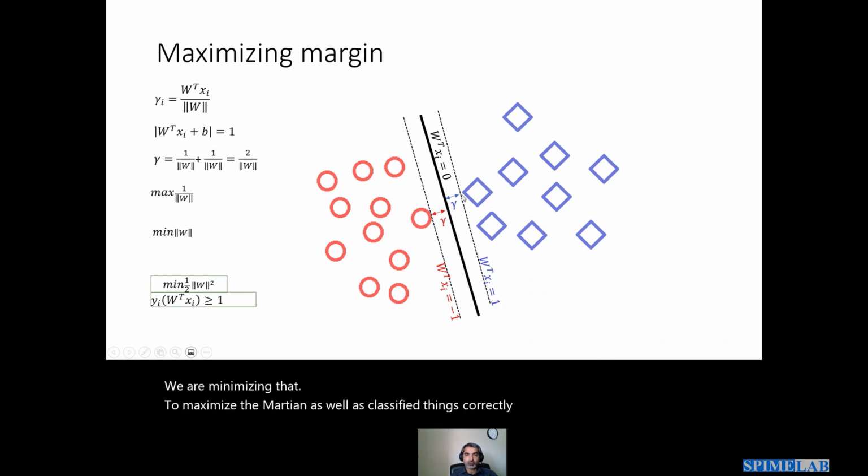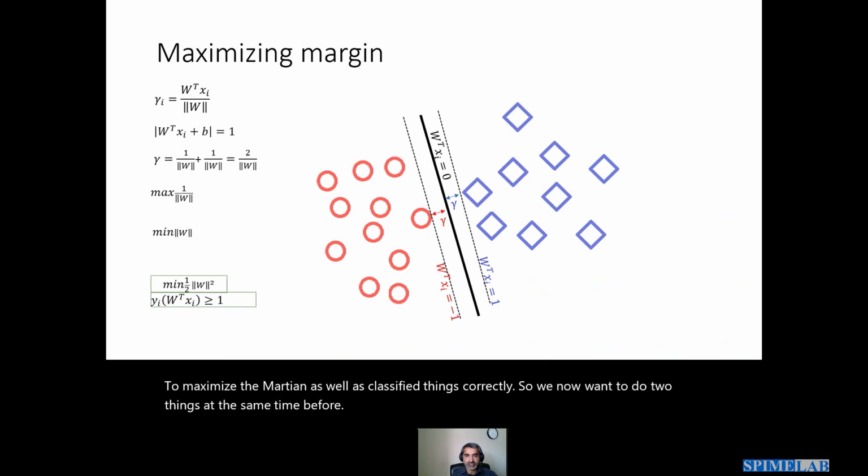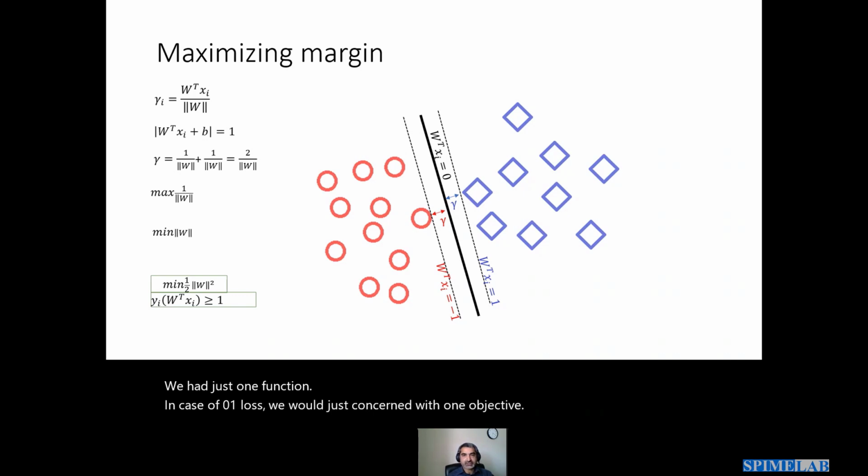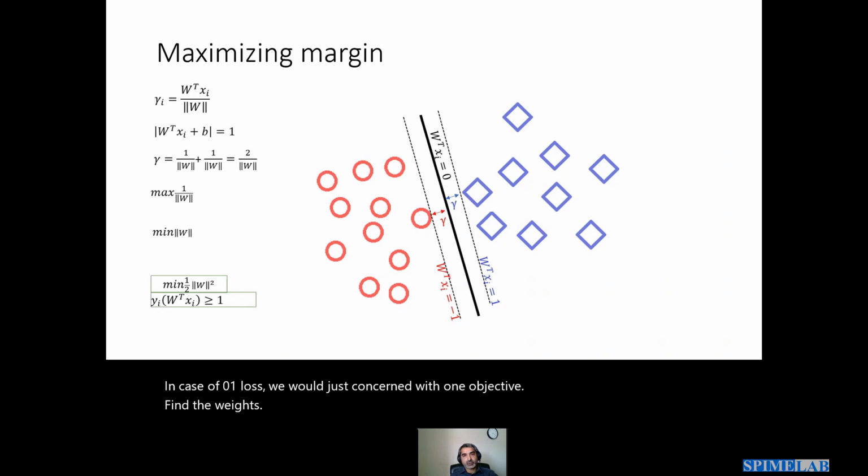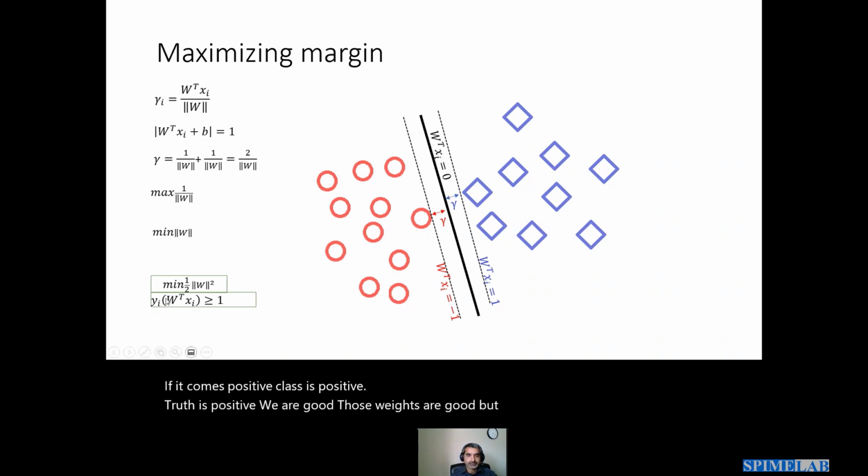So we now want to do 2 things at the same time. Before, we had just 1 function. In case of 0-1 loss, we were just concerned with 1 objective. Find the weights, multiplying them with X. If it comes positive, class is positive, truth is positive, we are good. Those weights are good. But now, that particular objective is augmented with another objective, getting the margin maximized.